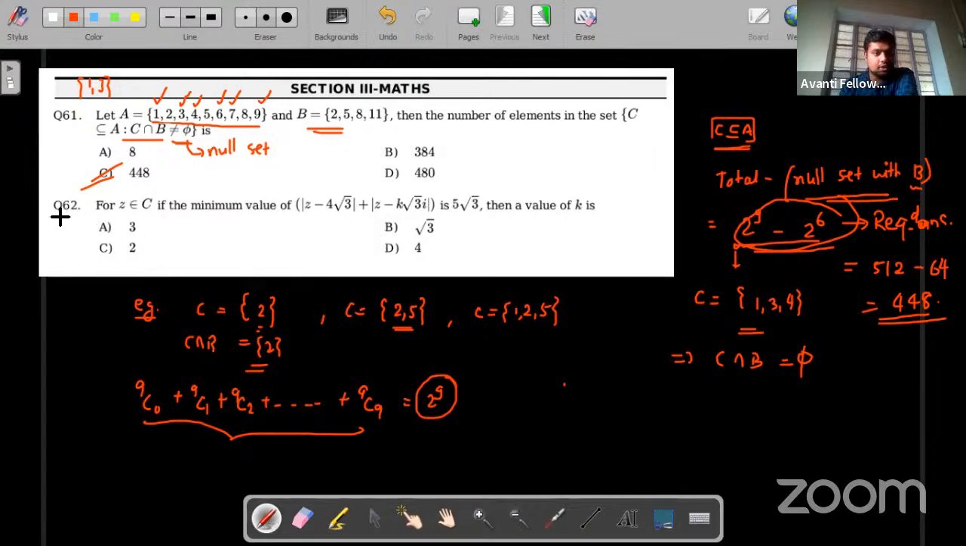So first of all, we'll read what the question says. The question says that for z belongs to C, C means complex numbers. Clear? It is obviously understandable. So we have to find the minimum value of modulus of z minus 4 root 3 plus modulus of z minus k root 3 i. It is given that the minimum value of this modulus plus this modulus is 5 root 3. Then we have to find the value of k.